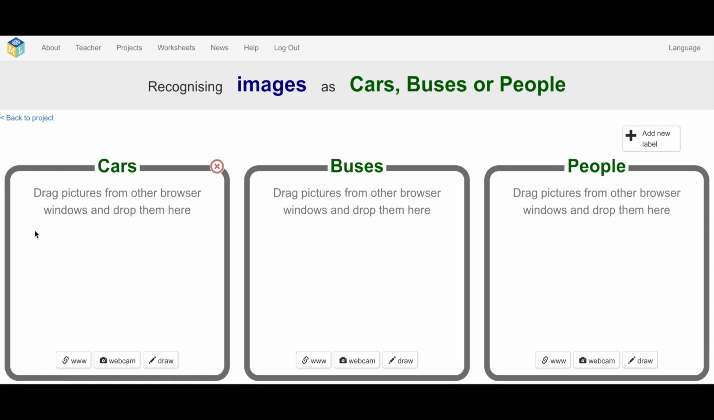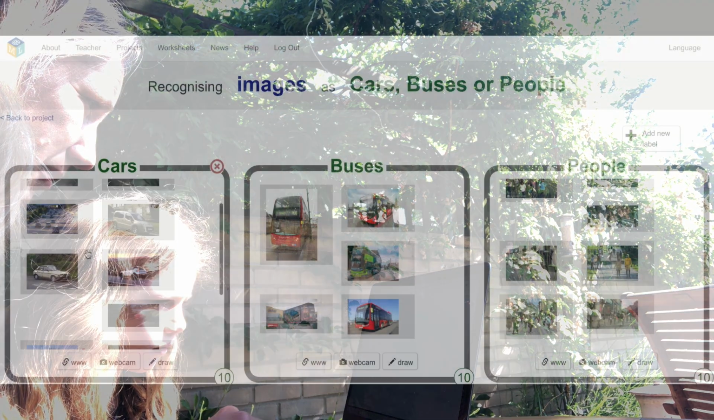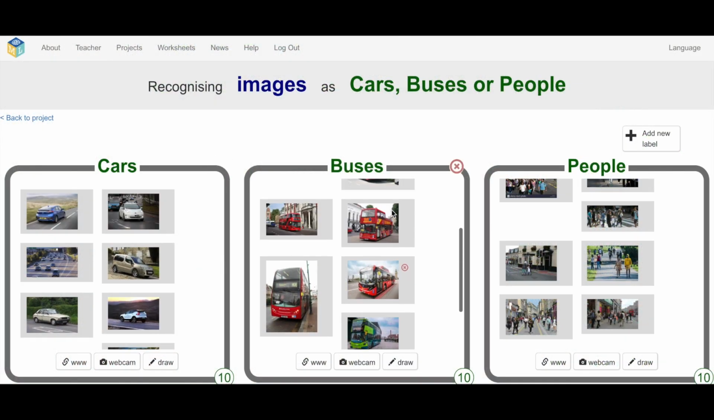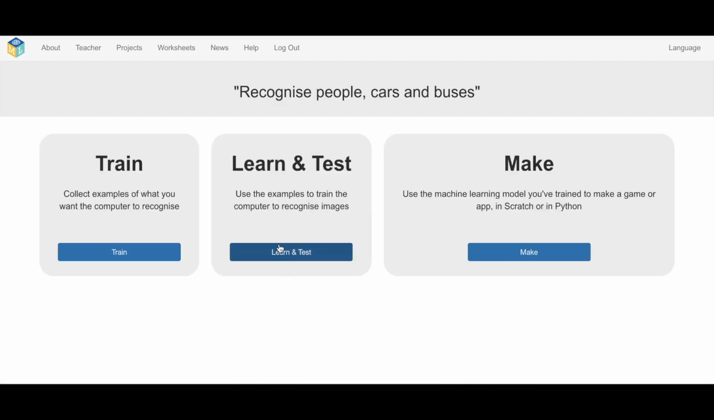Now, what we have to do, as it says here, is drag pictures either from your computer, or you can also draw things and put them into this box here, so the computer knows what a picture of a car is. Now we have put in 10 examples of cars, 10 examples of buses, and 10 examples of people. So let's go back to the project and learn and then test.